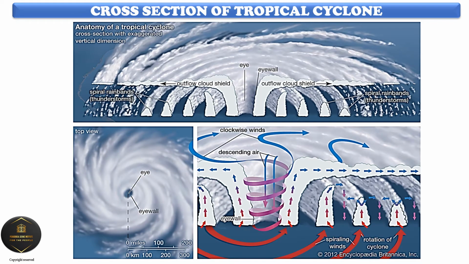What you have here on the diagram is a cross-section of a tropical cyclone. The cross-section is showing us the different parts of the system, the clouds that will form, and the parts that will be without cloud. You see up there, they said this is the anatomy of a tropical cyclone. So we are breaking down the structure or the makeup of the system. That's what we are looking at over here.